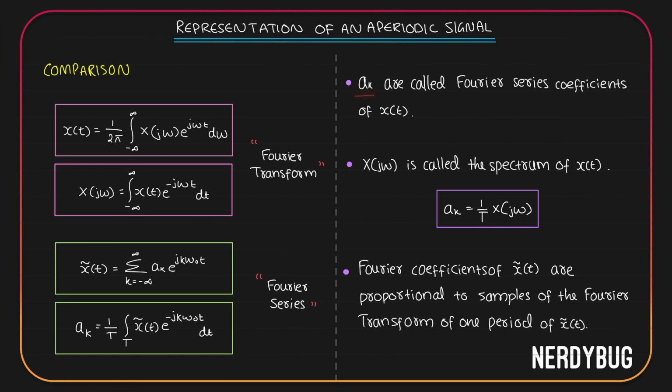We know a_k are called the Fourier series coefficients of x of t. Similarly, X of j omega is called the spectrum of x of t. It is called a spectrum because here omega is a continuous variable, whereas in a_k, k is a discrete variable. We also learned the relation between a_k and X of j omega. a_k is 1 by T times X of j omega. So we can say that Fourier series coefficients of x tilde of t are proportional to the samples of the Fourier transform of one period of x tilde of t. Or in simple words, a_k is proportional to X of j omega.